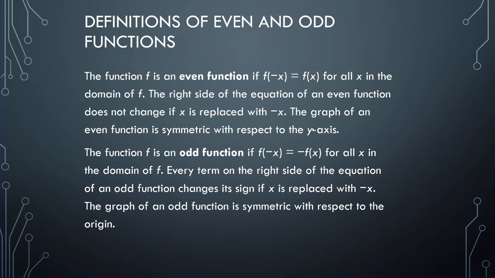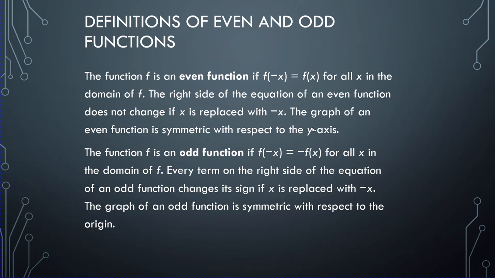So a function f is an odd function if f of -x ends up being equal to -f of x, so negative of the original function. Don't worry, I'll show you an example of all this, okay? And this is for all x in the domain of f. So what this means is every term on the right side of the equation of an odd function changes its sign if x is replaced with -x, okay? So the graph of an odd function is symmetric to the origin. So what that means is it looks the same upside down or right side up, or the graph is the same when it's reflected across both the x and y axis.